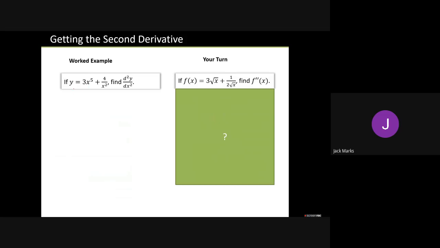So we're going to get the second derivative from this one here. 3x^5 plus, let's rewrite that, 4x to the -2.